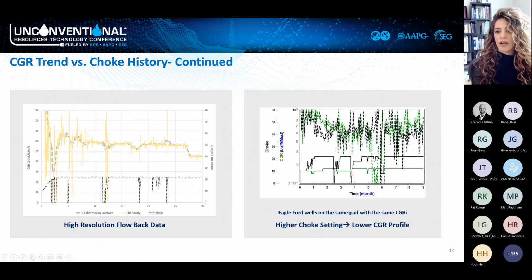One more example here on the right, very interesting. These are 2 wells that are sitting on the same pad in the Eagle Ford again. These are drilled at the same layer. They're from the same CGRI, same level of richness, exact same completion design, with the exception that one of these wells was managed distinctly with a higher choke size compared to the other one.